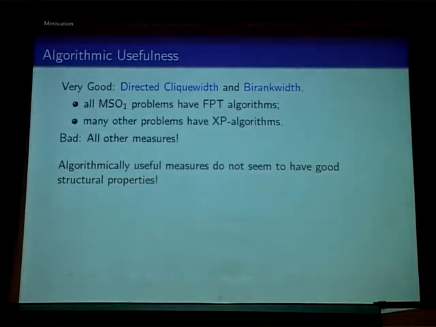So here is this empirical evidence that for directed graphs, width measures that are algorithmically useful, in the sense that you can solve a large class of problems, a large framework of problems on graphs of bounded width, don't seem to have good structural properties. And this is something we try to formalize in this talk.